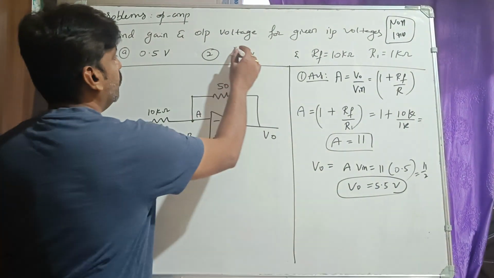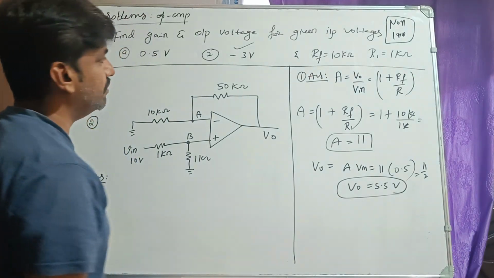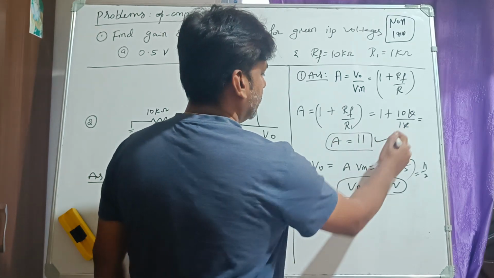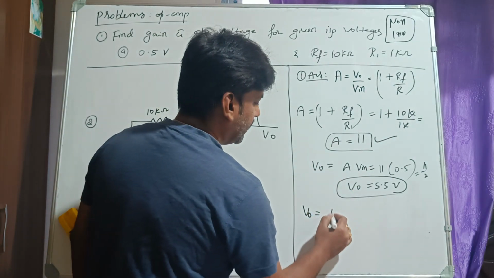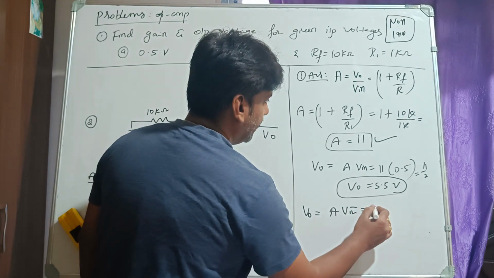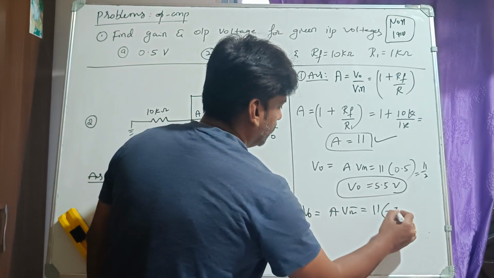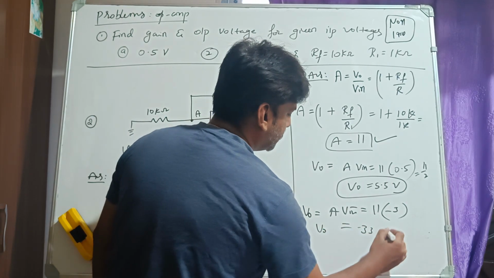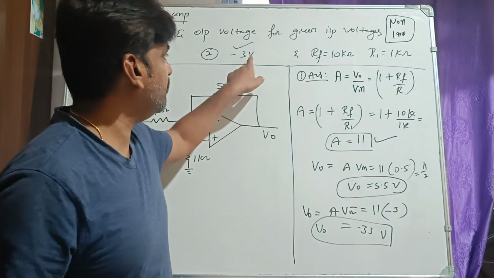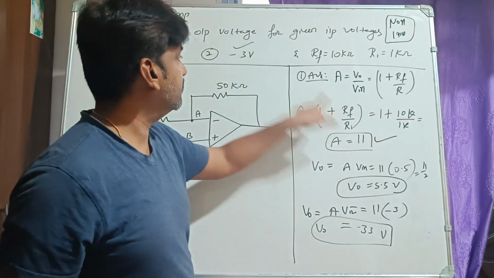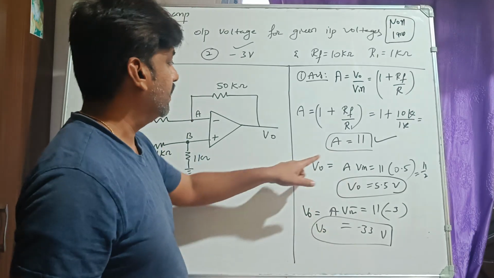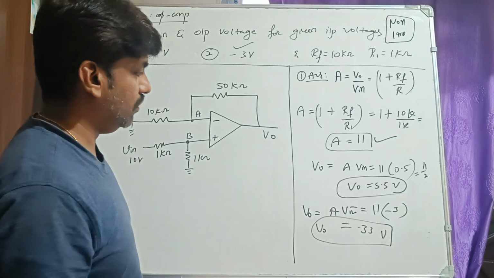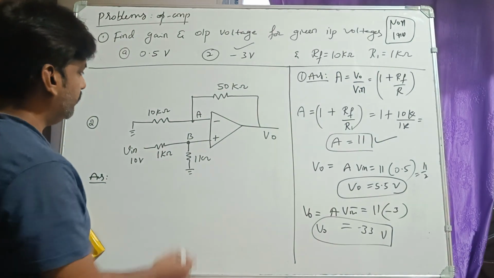And they have given one more input, that is minus 3 volts. For minus 3 volts also you should do the same. So gain is 11, but for minus 3 volts how can we write? A into Vin. What is A? A is 11. What is Vin? Vin is minus 3, so it is minus 33. Output is minus 33 volts because input is minus 3, gain is 11. What is 11 into 3? 33. For 0.5 you will get 5.5 output voltage, right? So now we'll see the second problem.